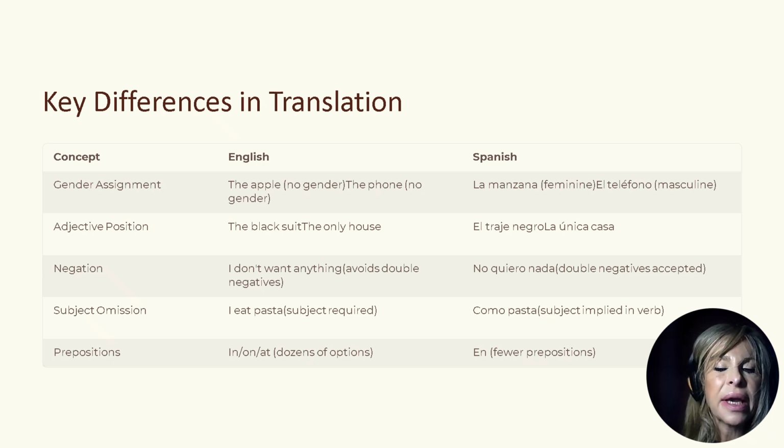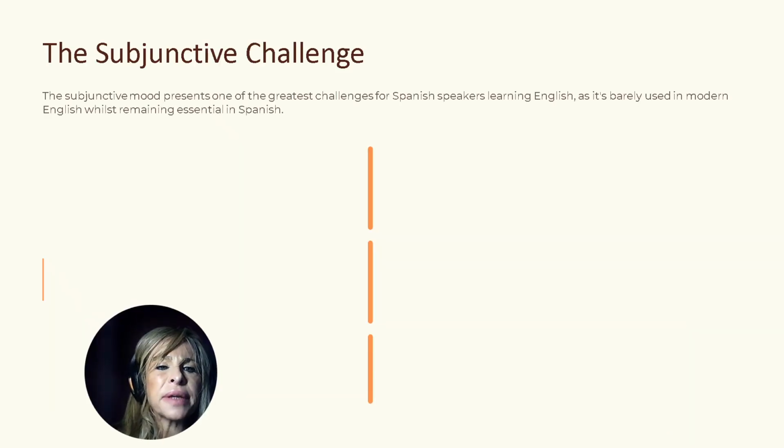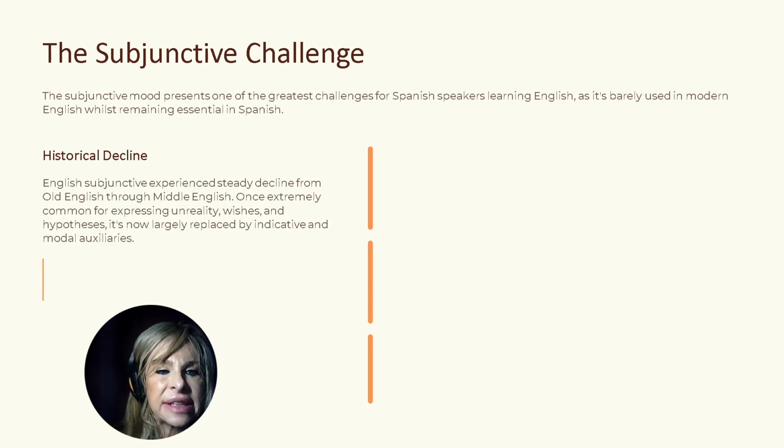No quiero nada. I eat pasta. Subject required. En español, we can omit el sujeto, como pasta. And prepositions: in, on, at. But the meaning in Spanish is en for all these prepositions. The subjunctive mood presents one of the greatest challenges for Spanish speakers when learning English, and it's rarely used in modern English while remaining essential in Spanish.